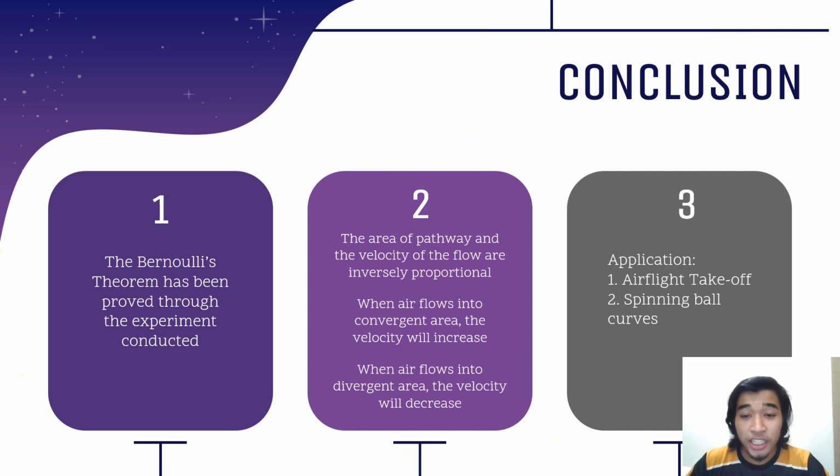So to conclude our experiment, there will be three conclusions. The first one is that we can say Bernoulli's theorem has been proved through the experiment conducted. The second one is that the area of the pathway and the velocity of the flow are inversely proportional. So we can say that when fluid flows into the convergent area, the velocity will increase, and when fluid flows into the divergent area, the velocity will decrease.